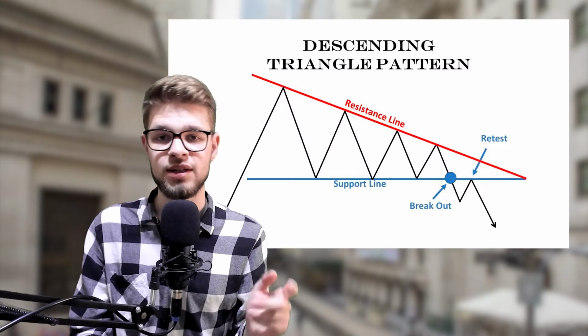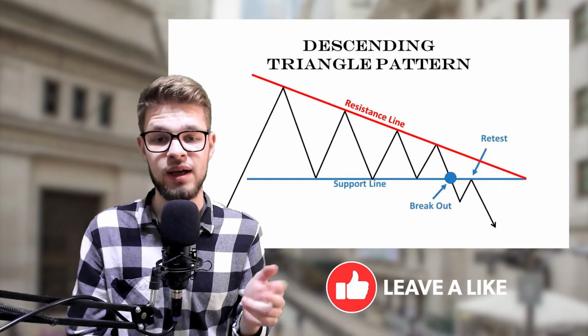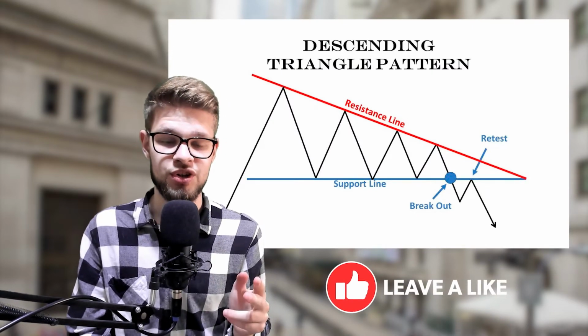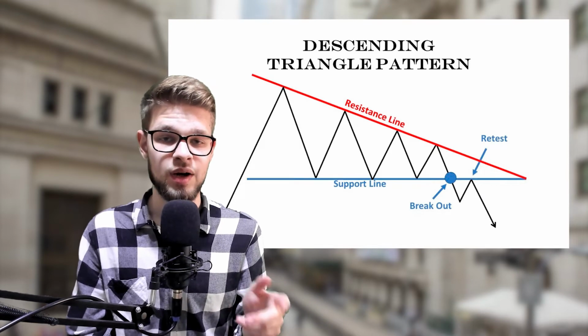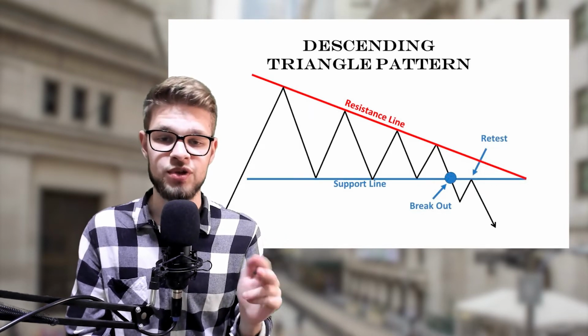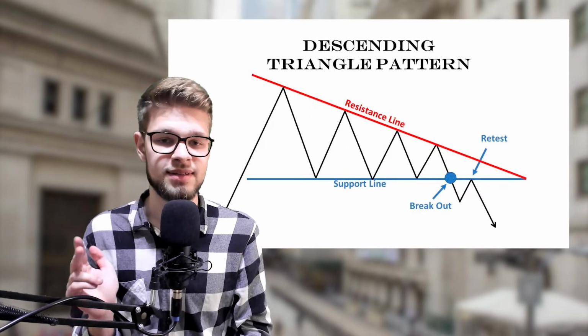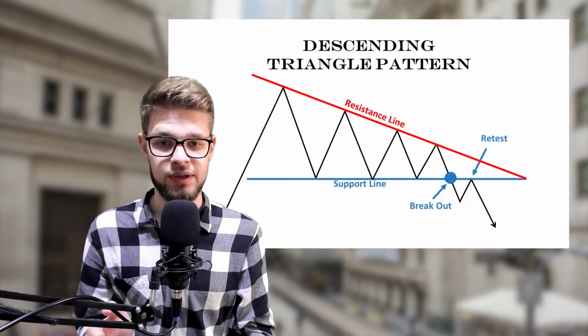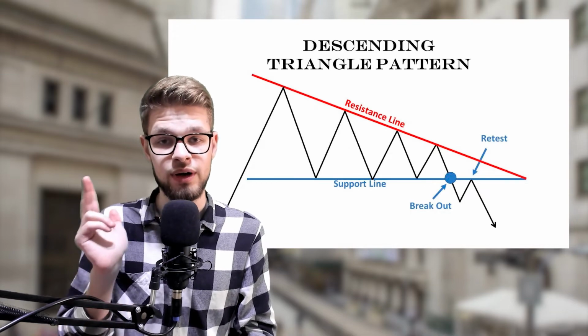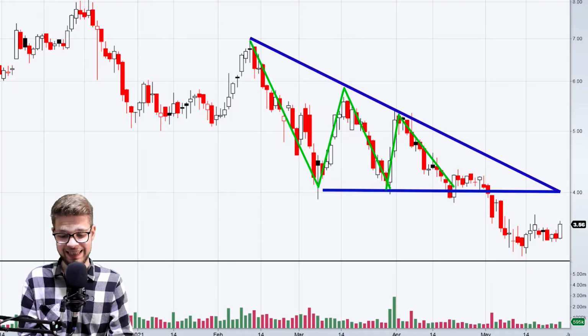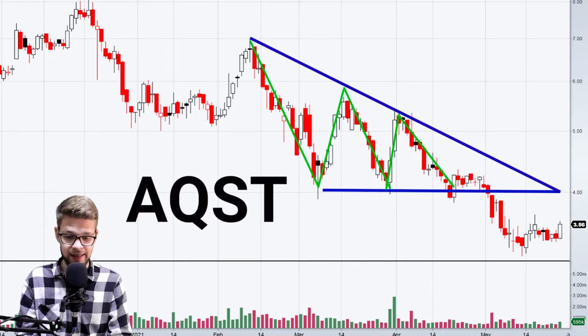Now we're going to a descending triangle. A descending triangle is a bearish pattern that usually signifies the continuation of the downtrend. It is characterized by a descending upper trend line and a flat lower trend line. This pattern indicates that the sellers are more aggressive than buyers, so the price continues to reach lower and lower highs. Let's look at an example on the stocks of Acquisitive Therapeutics, ticker AQST.